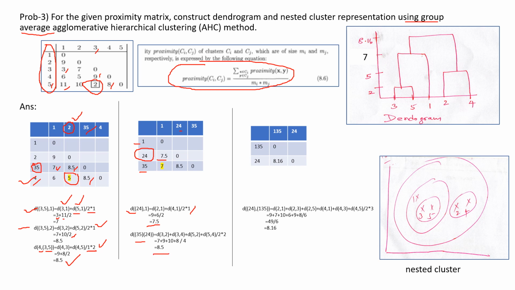Again, the minimum is 7. So again, you will merge 1 with 3, 5. So you will get 1, 3, 5, and the remaining was 2, 4.